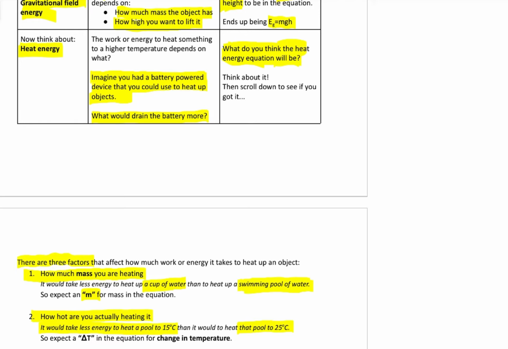We're going to denote temperature with capital T, and because we're really concerned about the change in temperature, we're going to write it as delta. So the triangle is delta, delta capital T. That's going to be our notation for change in temperature.